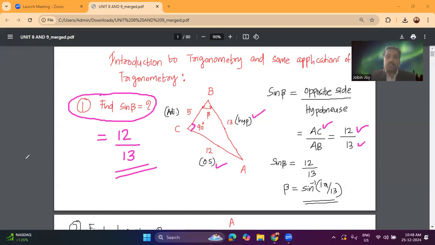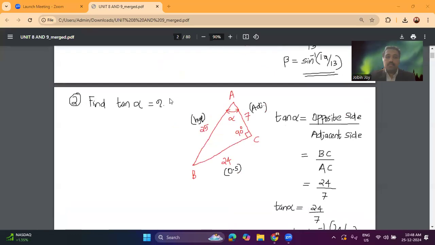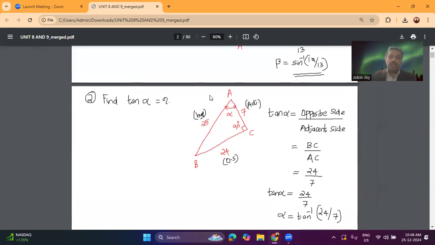So second question. Okay, so this is the second question. Find tan alpha.